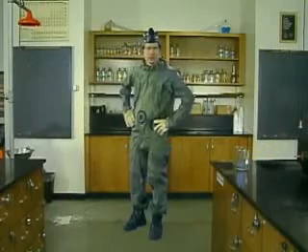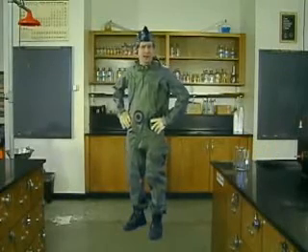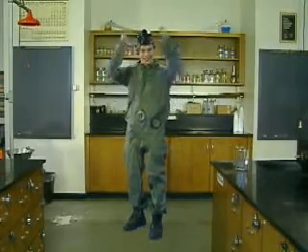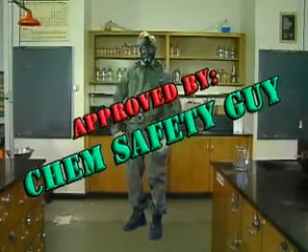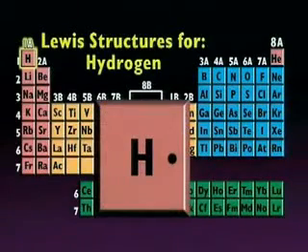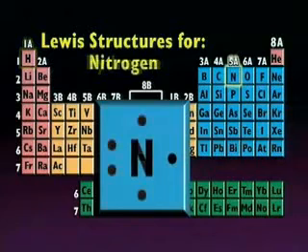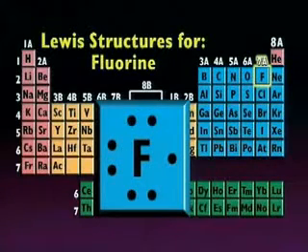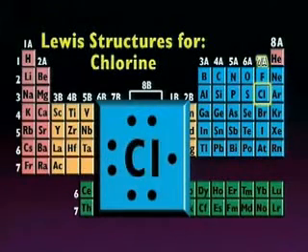We can now form symbols for any of the elements on the periodic table which are important to you, the organic chemist. Here are the Lewis structures for hydrogen with 1 valence electron, nitrogen with 5 valence electrons, oxygen with 6 valence electrons, fluorine with 7 valence electrons, and chlorine with 7 valence electrons as well.